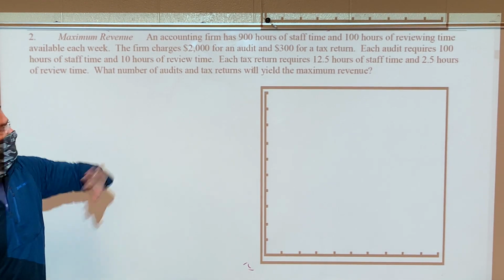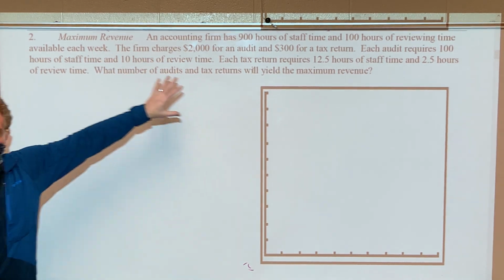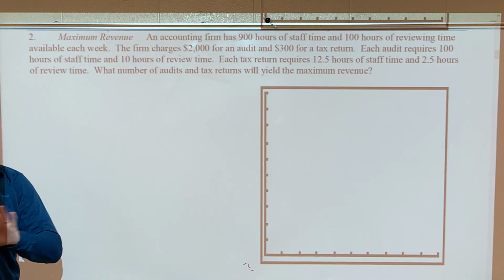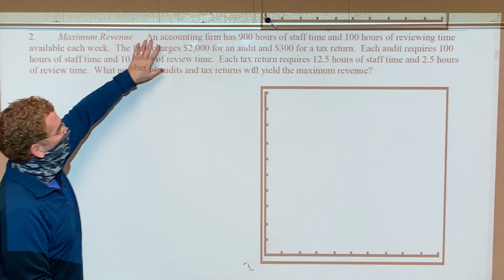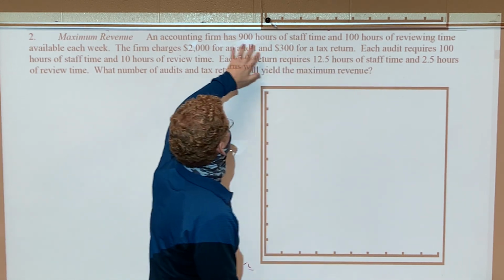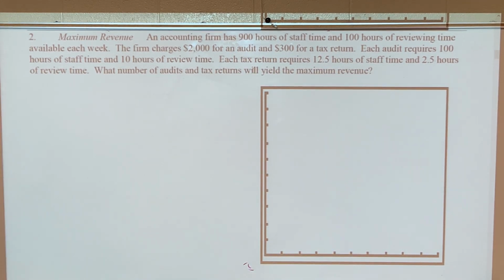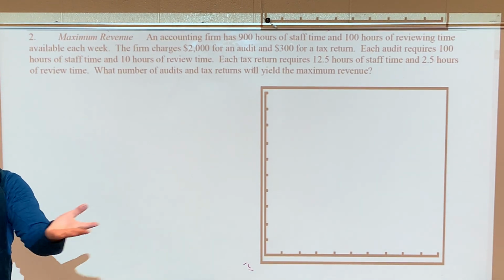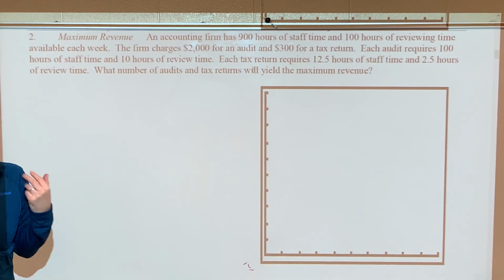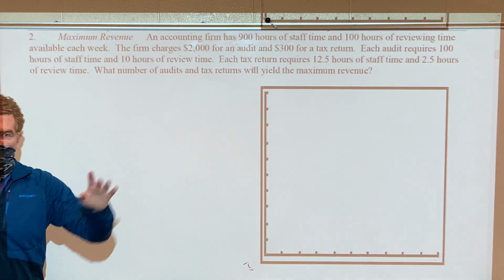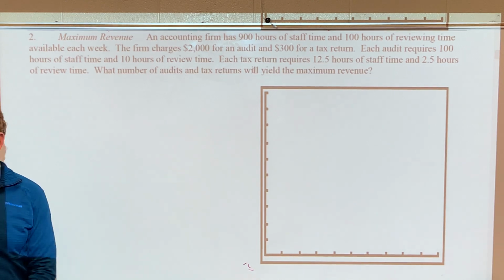But anyway, point is, there are 2 kind of aspects of accounting that we're talking about here. So the first thing it says, I want to read through there. I read the problem. It talks about a firm has 900 hours of staffing time and 100 hours of reviewing time. So that basically means that's how many employees' hours they have at their disposal. They can't take on more work than that, or they're going to be killing their employees and not making them functional.